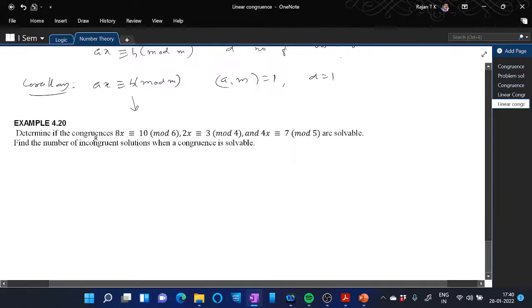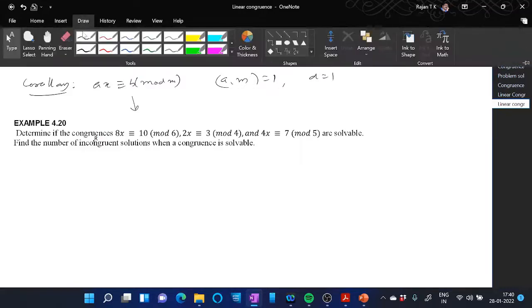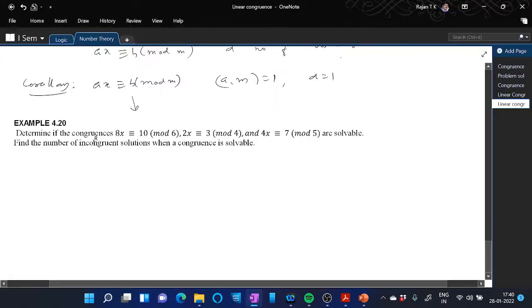Now we will see an example to determine if the congruences 8x ≡ 10 mod 6, similarly 2x ≡ 3 mod 4, and 4x ≡ 7 mod 5 are solvable or not. If at all solvable, how many incongruent solutions do they have? So let us take the first example, 8x ≡ 10 mod 6.